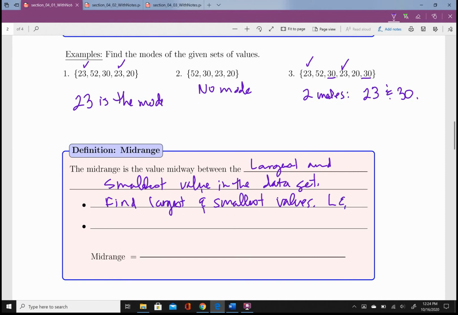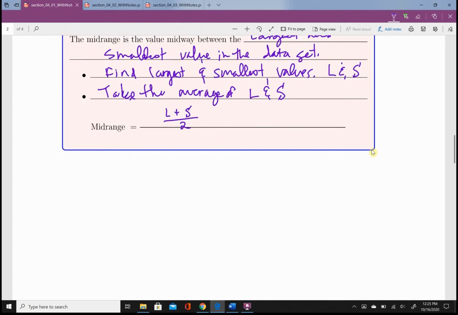Let them be L and S respectively, if you like, just so that we could come up with a formula for this, and then take the average of L and S. Okay, so the mid-range equals L plus S, largest and smallest values, divided by 2. Cool. And that's all there is to that. Moving on.